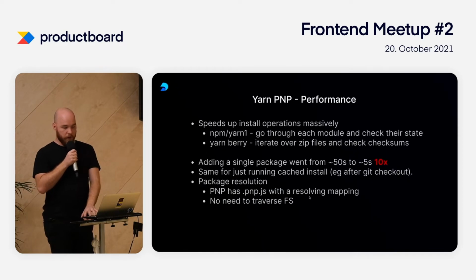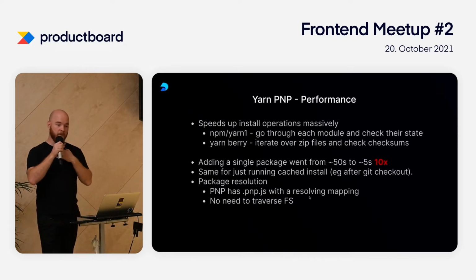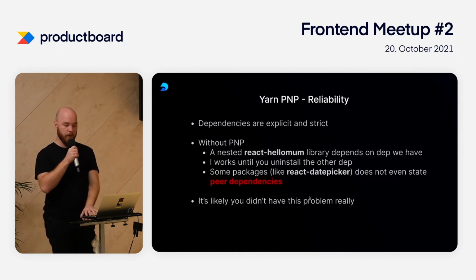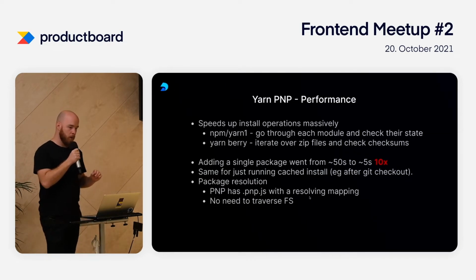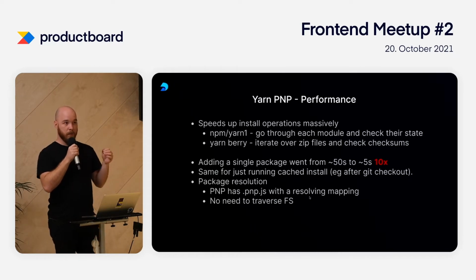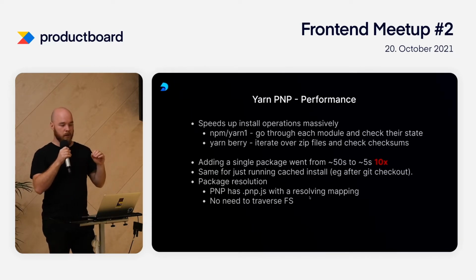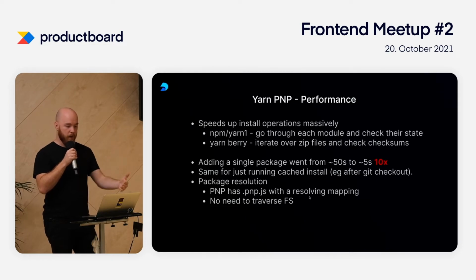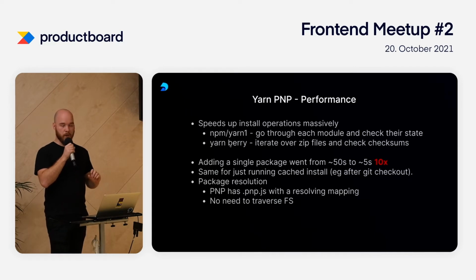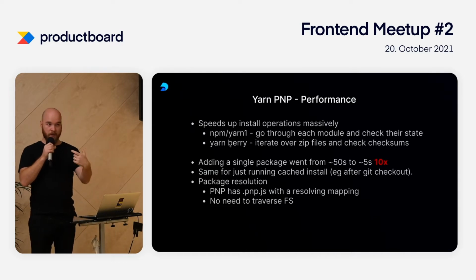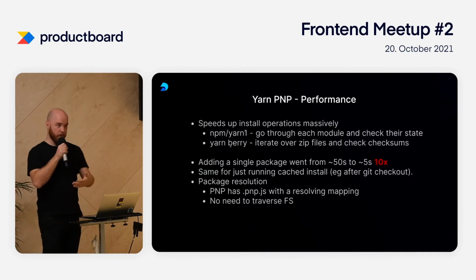Okay, so there are two things about the PNP: the performance and also the reliability. As I said, you have the zip file system in the memory, so all the IO operations are much faster. But not only that, it's already in the memory, so you don't have to do IO, and you also don't have to go through each module when installing. There's a mapping file that controls what you want to resolve and then points you where you want to resolve it.